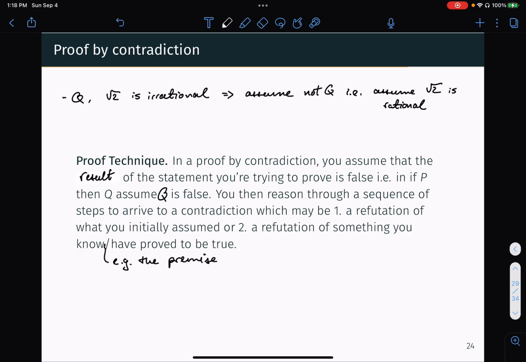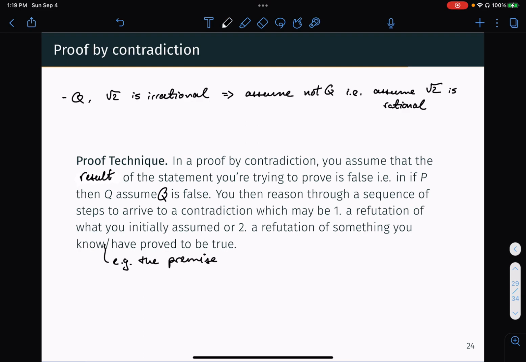And so there are several ways of deriving a contradiction in proof by contradiction. One way is just a refutation of what you initially assumed. So if it's clear through this sequence of steps that something in your reasoning allowed Q to be true, then you must have a contradiction, right? So if you're refuting your own assumption, or the more general and more common case, if you refute something that you already know is true. So for instance, if you refute the premise, or if you refute something that you've already proved before or that you know is true. So for instance, if you arrive at some point that tells you that 0 is equal to 1, let's say, then you know that that's not true, so that's a contradiction, okay?